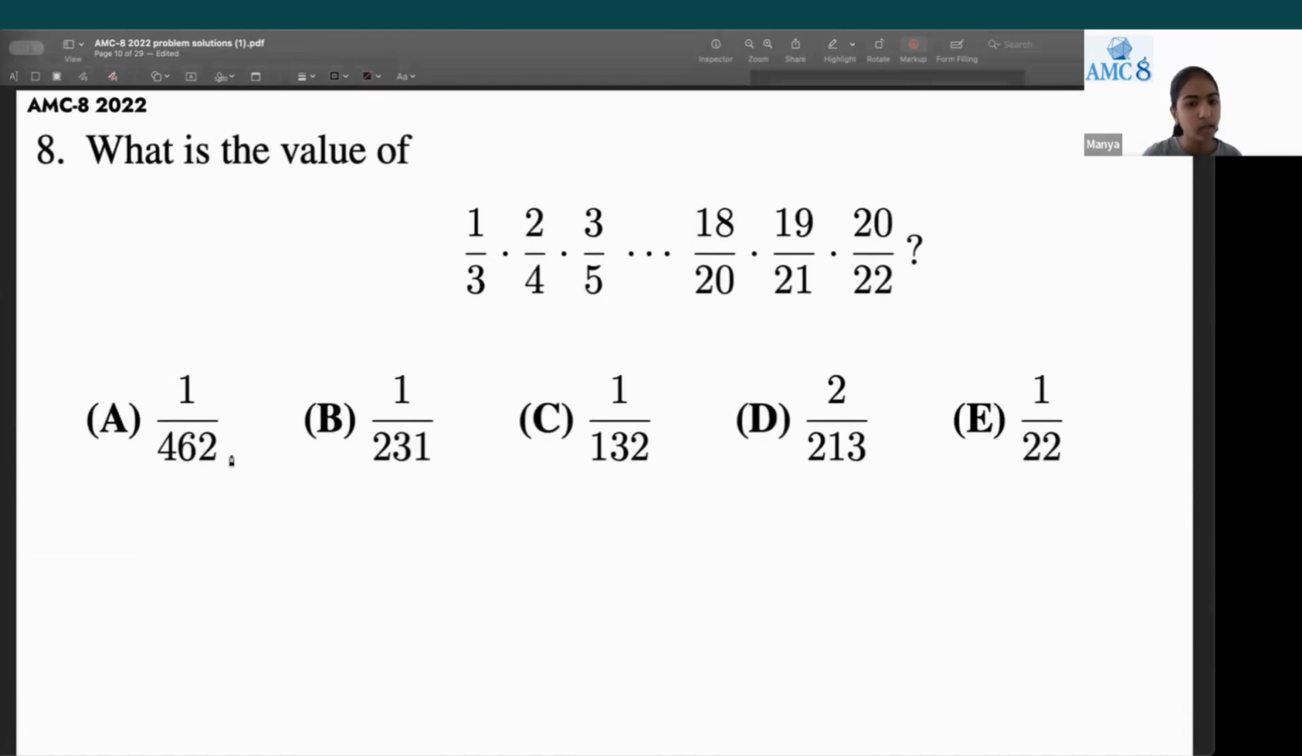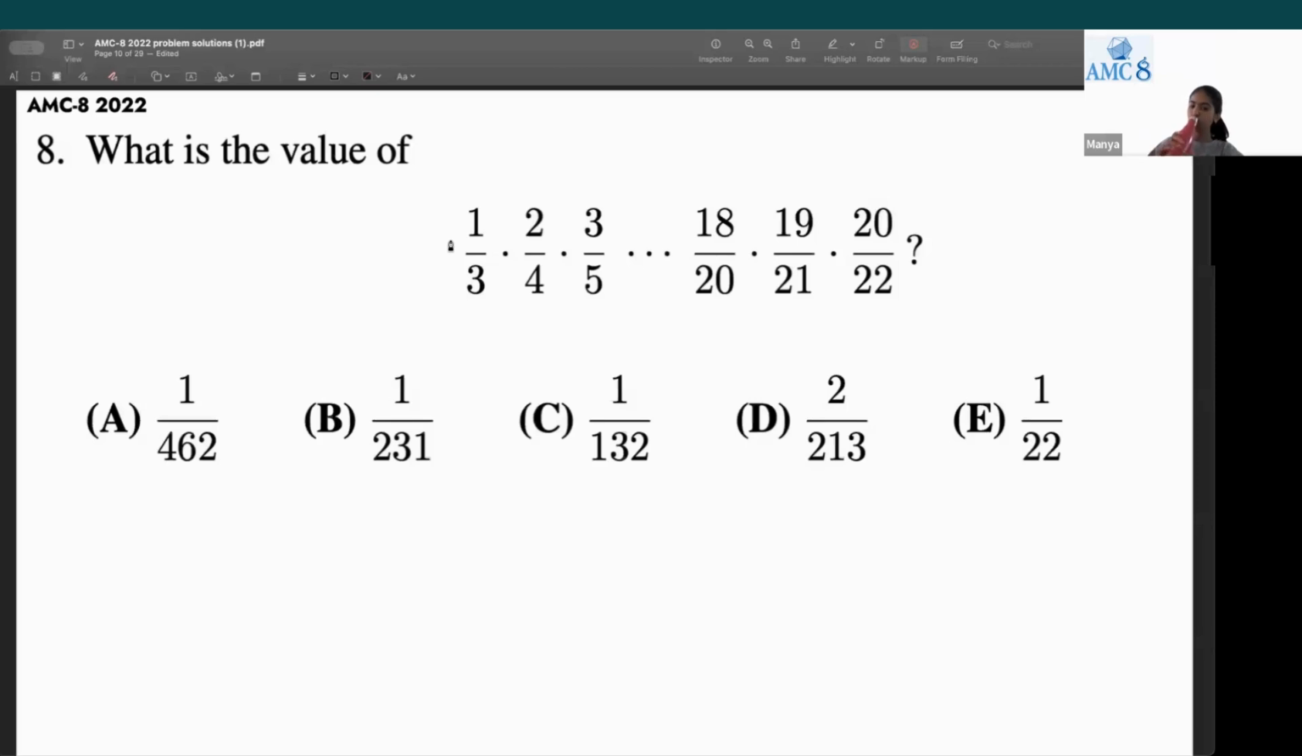Problem number 8. What is the value of 1/3 times 2/4 times 3/5 all the way until 19/21 times 20/22? So just like any other AMC-8 problem, such as this one, instead of actually solving this, we can just cross out the numbers.